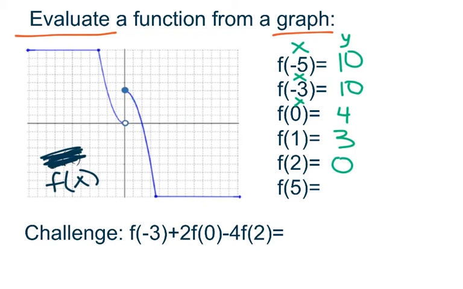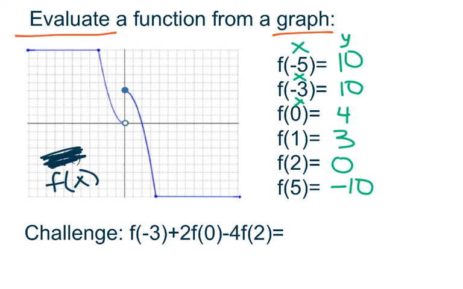When x is 5, 3, 4, 5, I go all the way down here. That coordinate point is (5, negative 10). So when x is 5, the y coordinate is negative 10. So that's how you evaluate when you're looking at a graph.